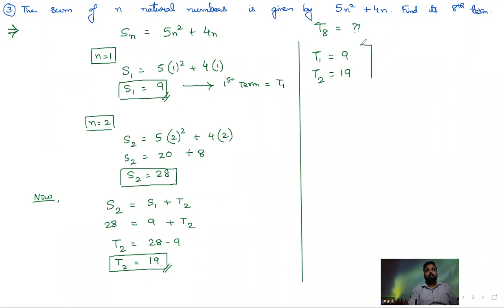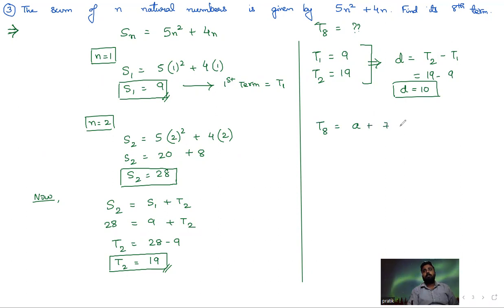And from here, what do I get? I can find out D, the common difference. That is T2 minus T1, 19 minus 9. So D is equal to 10. So I have my A, I have D. So I can find out T of 8. So T of 8 is basically A plus 7D. So T8, A is 9 because that's the first term, plus 7 into 10, which is the common difference. So T8 is nothing but 70 plus 9, 79.